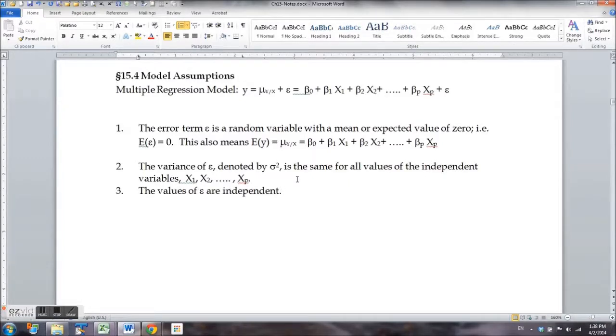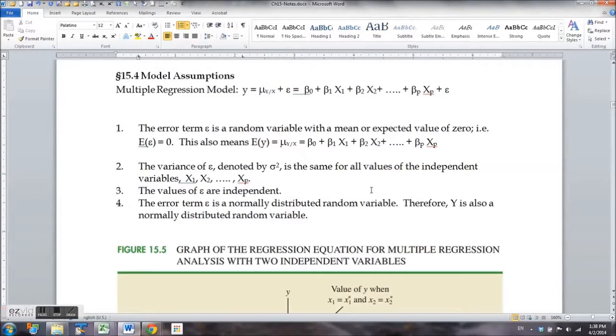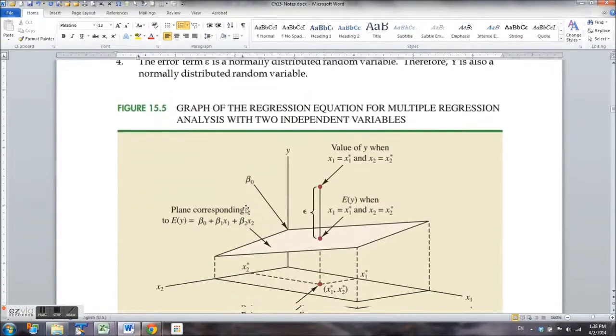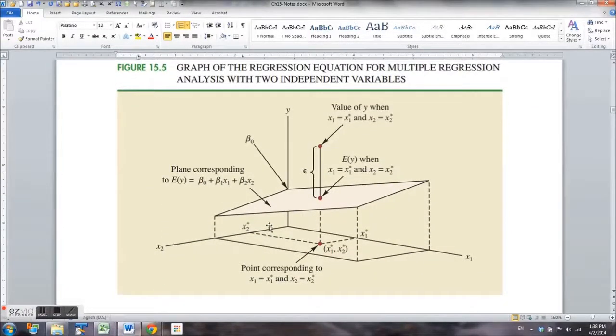The third assumption is that the values of epsilon are independent of all the x values that we may use. And the fourth assumption is normal probability distribution for the error term. Now all these four assumptions can be looked at in this graph where we have x sub 1 and x sub 2 as the two independent variables and the value of y, and this three-dimensional plane represents the mean of y, beta sub 0 plus beta sub 1 x sub 1 plus beta sub 2 x sub 2. So this plane is the mean plus an error term, either positive or negative, that will determine the actual value of y.